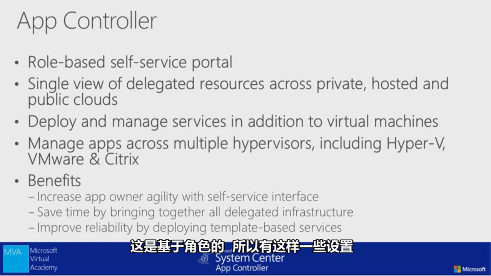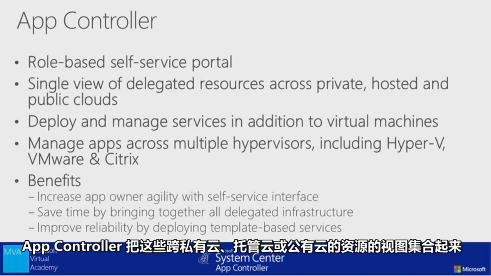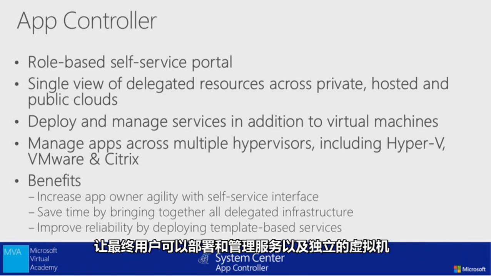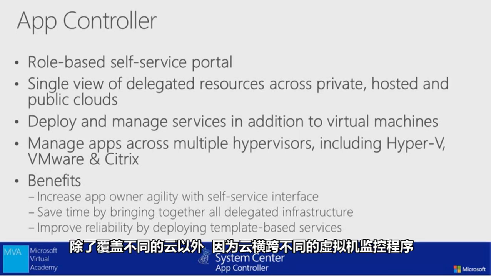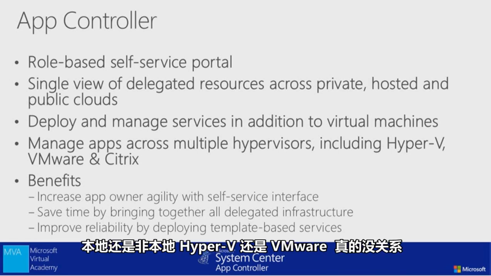It is role-based, so there are some settings about what actions you want your self-service users to do and what sets of users have access to which resources. App Controller pulls together and aggregates the view of those resources across private, hosted, or public clouds. It allows the end user to deploy and manage services in addition to those standalone virtual machines. And in addition to spanning the clouds, since the clouds span hypervisors, you've really got this self-service user creating virtual machines, and they almost don't need to know where those virtual machines are running. On-premise or off, Hyper-V or VMware, it really doesn't matter.